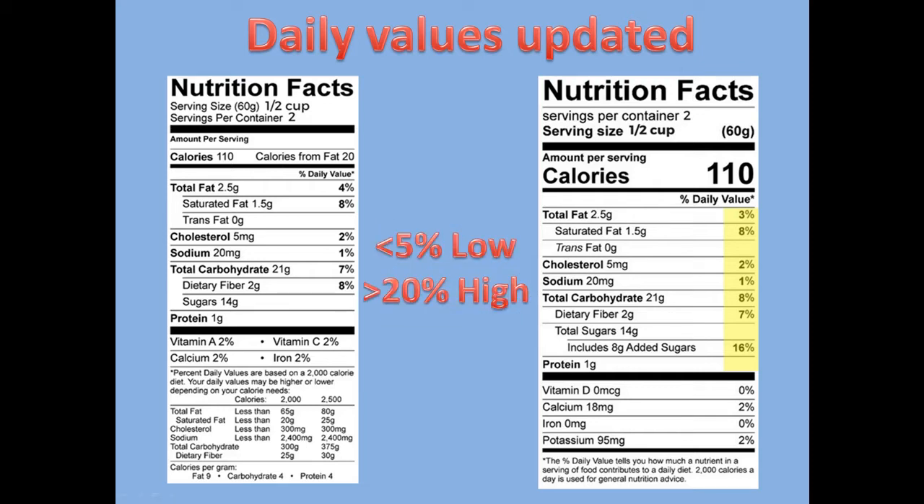And one final thing, talking about the percentages here, just always know that less than 5% is considered low in that nutrient. That could be a good thing in some situations, like the cholesterol here, which is 2%. But greater than 20% is high. So the added sugars at 16% is getting close to that high range.